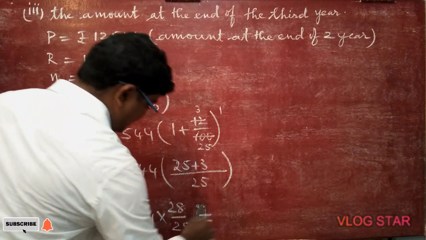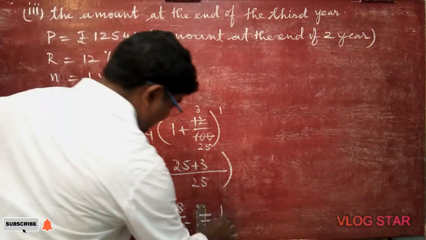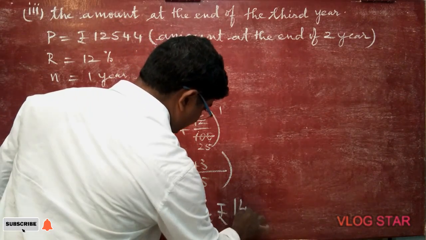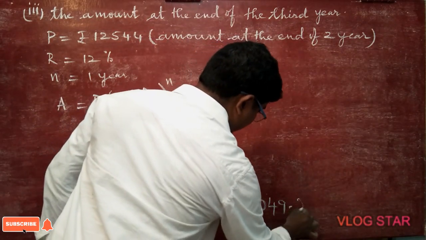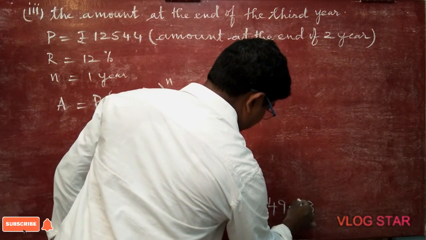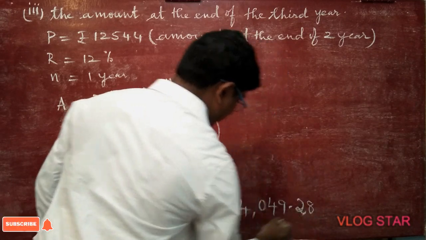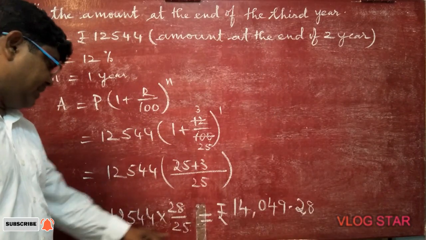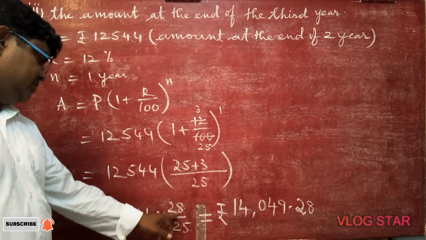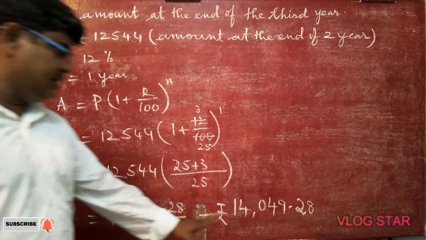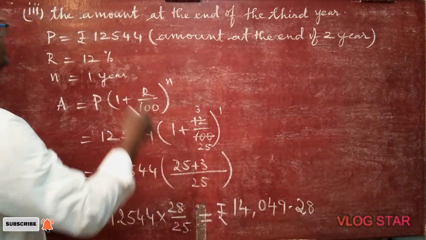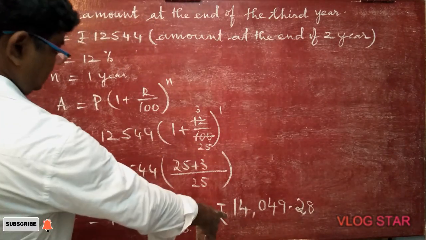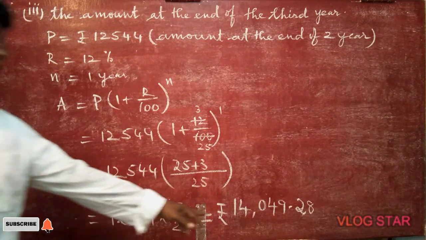Simplify. Multiply and divide. You will get the answer rupees 14,049.28. This is the calculation. You have to calculate compulsorily. Multiply with 28, then divide with 25. Then you will get 14,049. They are asking, you will get the amount. That is the amount at the end of the third year.